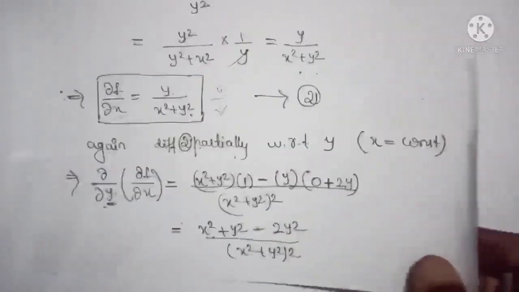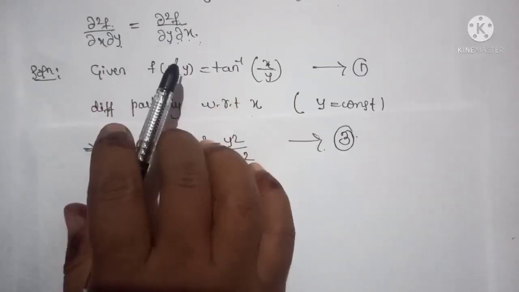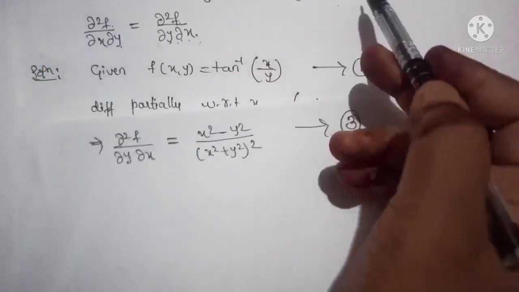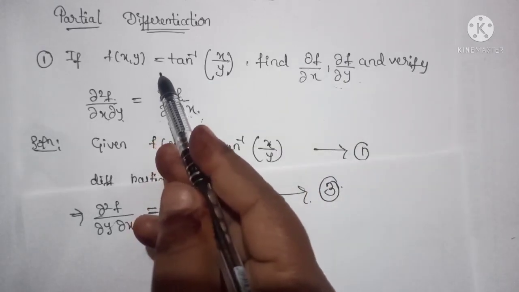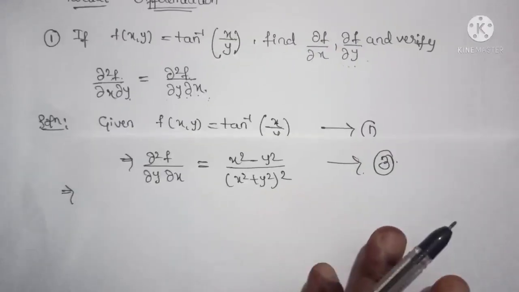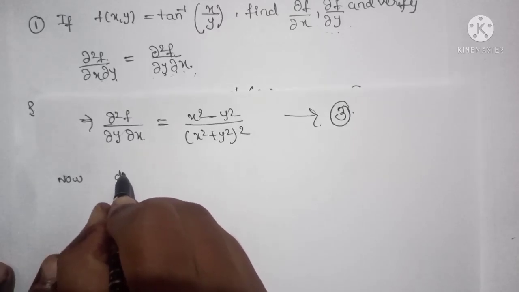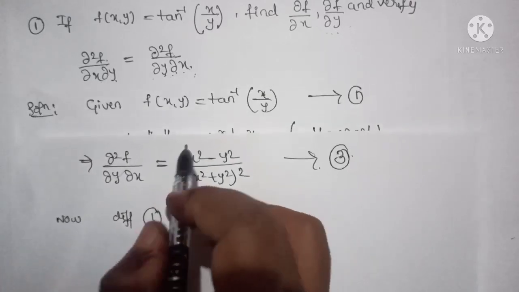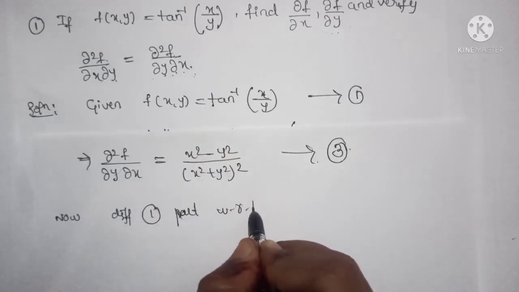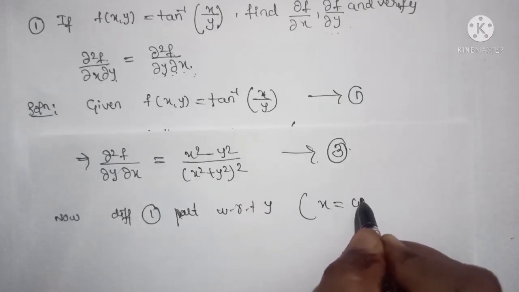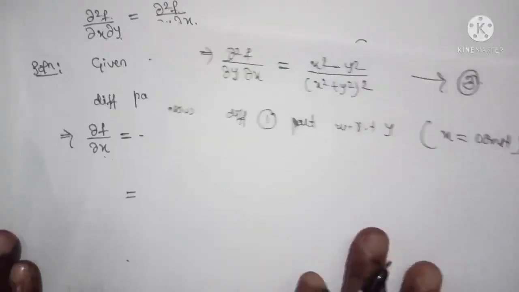Okay, now we got this RHS term. Next we need to find this term, ∂f/∂y. For this we have to differentiate this partially with respect to y. So now differentiate equation 1, that is the given function, partially with respect to y. So here x becomes constant, right, because we are differentiating with respect to y. Now see here, this is the given function.